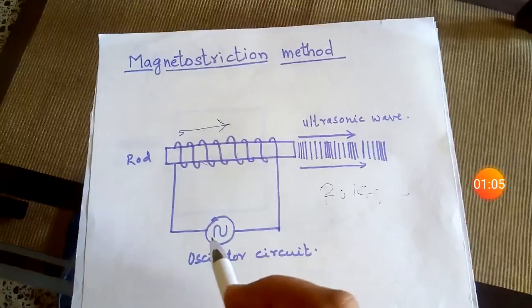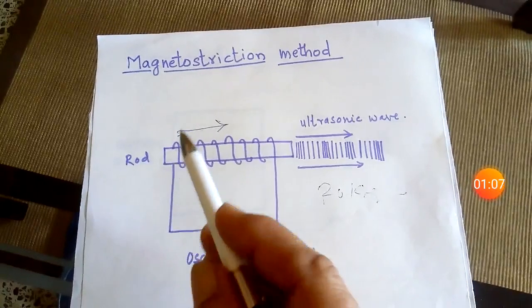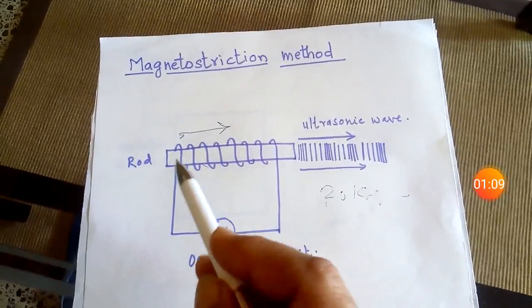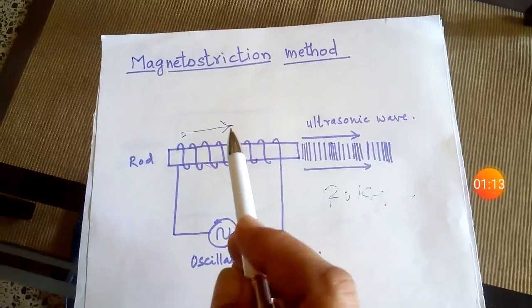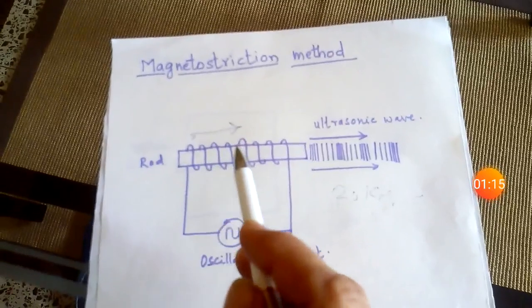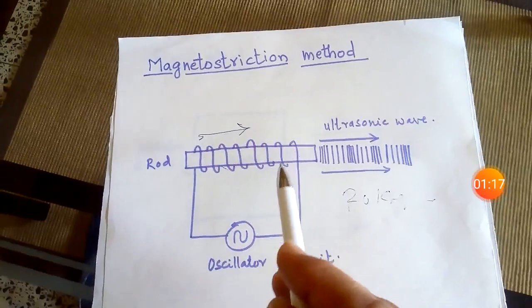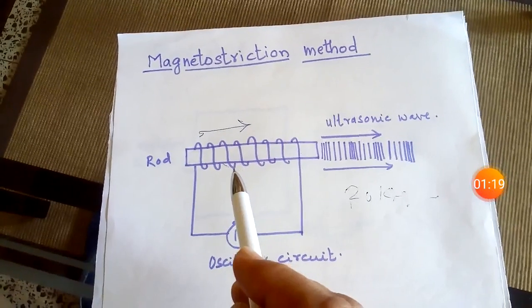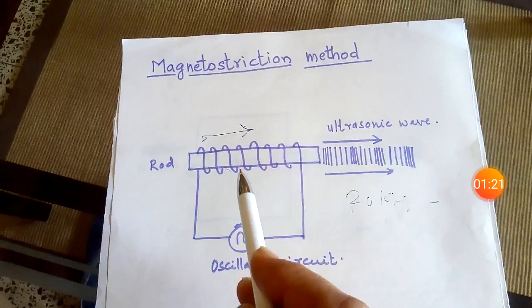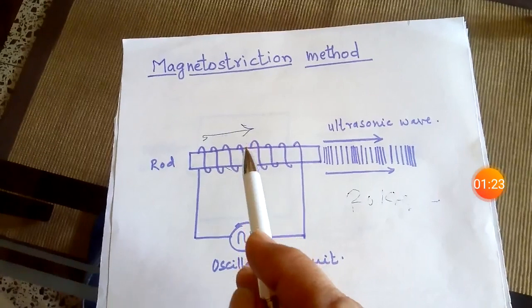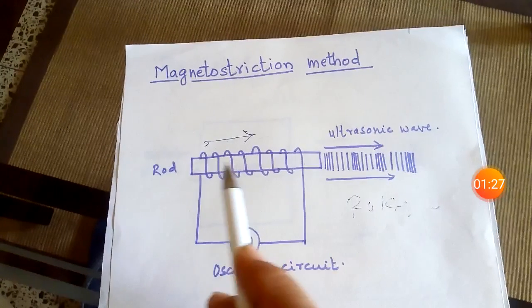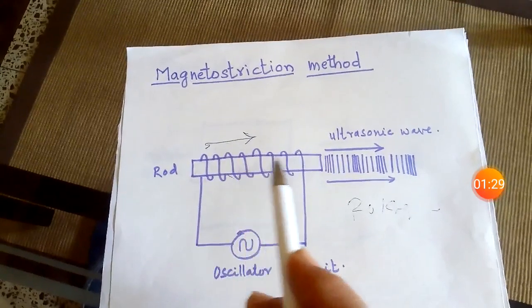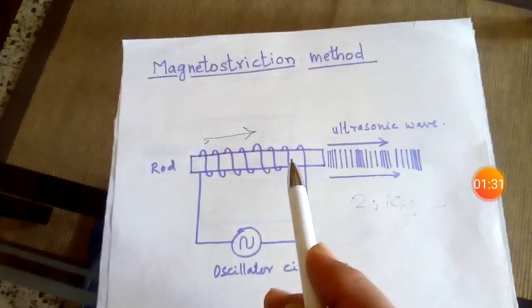It is an oscillator. This oscillator produces an alternating signal through this coil, and this current produces a changing magnetic field around this ferromagnetic material. When the current rises through the coil, the magnetic field around the rod increases, and when the current decreases, the magnetic field also decreases. The increase in current produces an expansion in the length of the rod, and the decrease in current produces a contraction in the length of the rod.